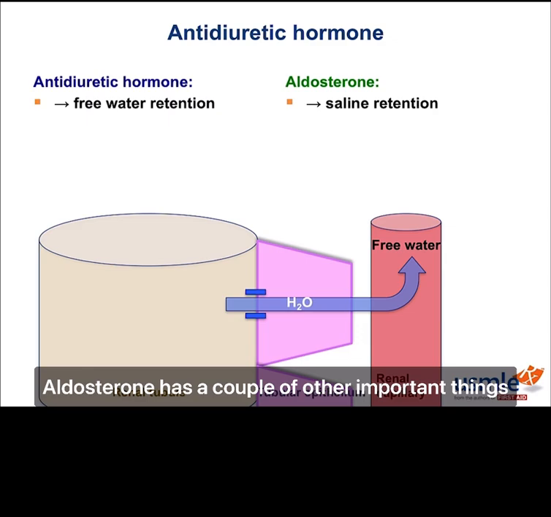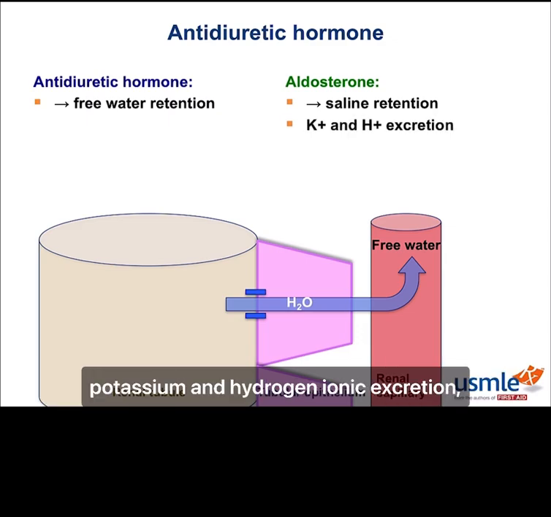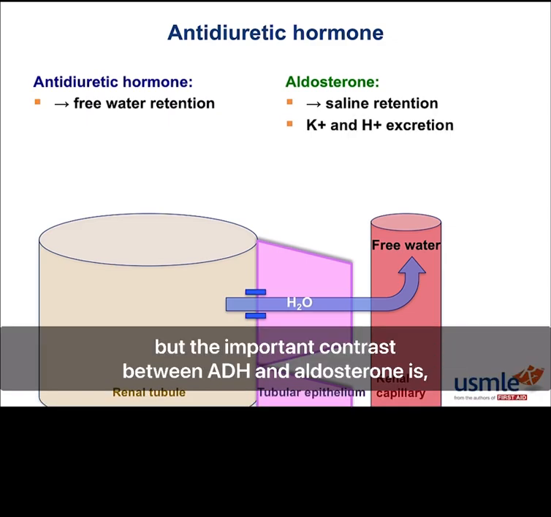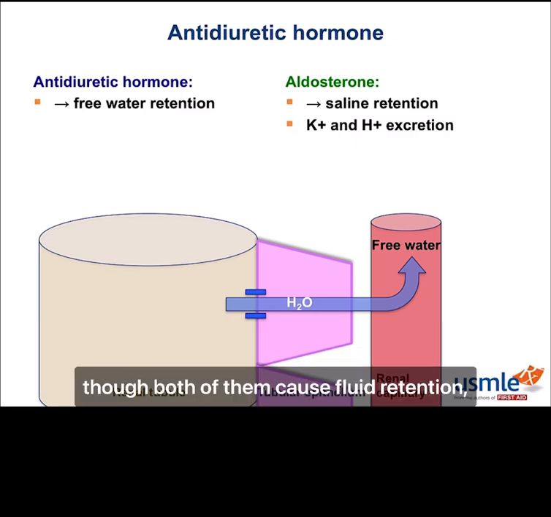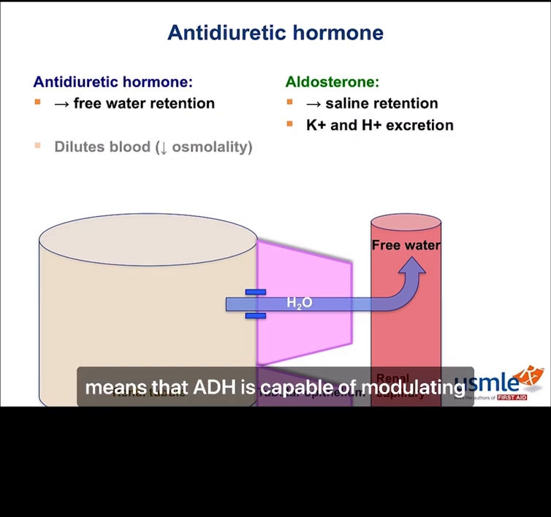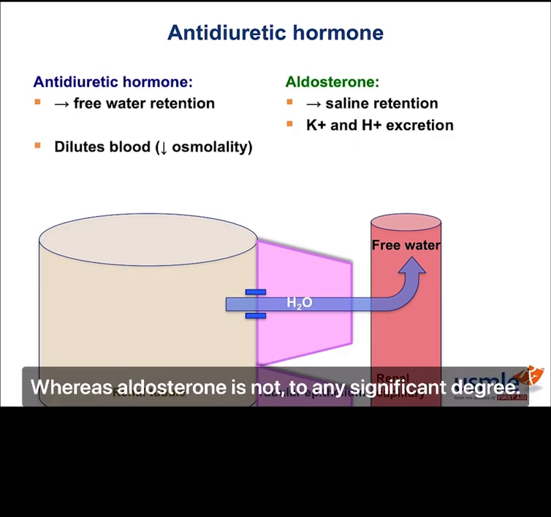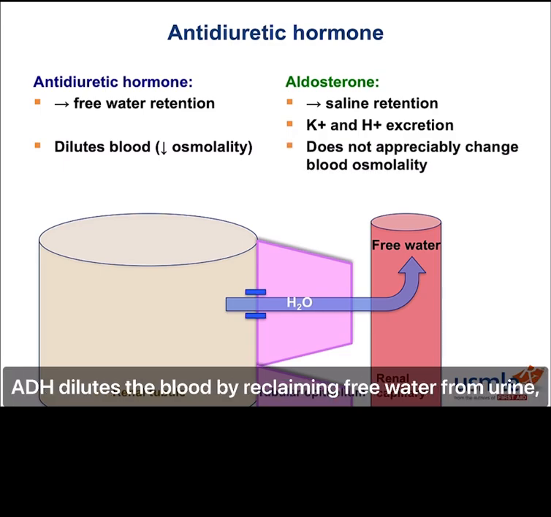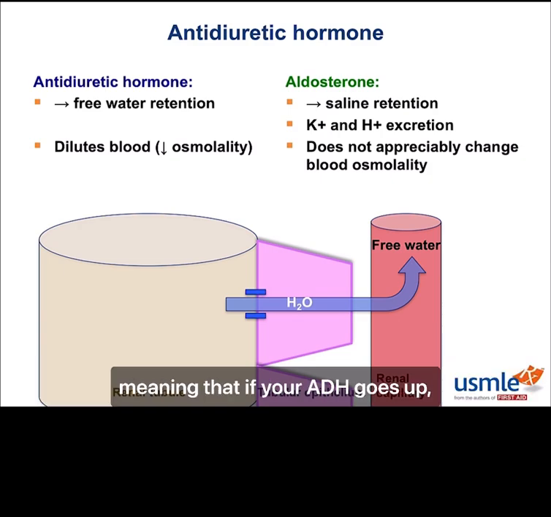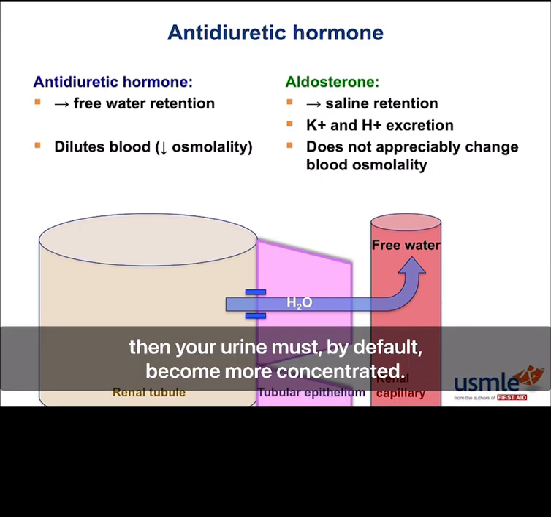Aldosterone does a couple of other important things at the kidney, including potassium and hydrogen ion excretion, but the important contrast between ADH and aldosterone is, though both of them cause fluid retention, the different composition of the fluids means that ADH is capable of modulating the osmolality of the blood, whereas aldosterone is not to any significant degree. ADH dilutes the blood by reclaiming free water from the urine, meaning that if your ADH goes up, then your urine must by default become more concentrated.